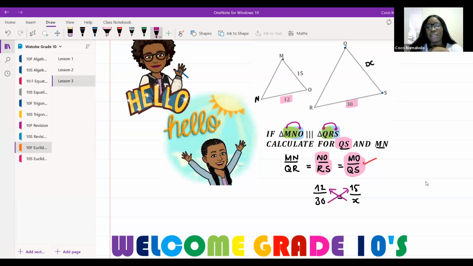Okay, we're going to cross multiply. So we're going to go 12 times x is going to give us 12x. And that is equal to 15 times 30, sorry, not times 3, which should give us 450. Okay, yes, we're going to cross multiply. That's a really clever way.